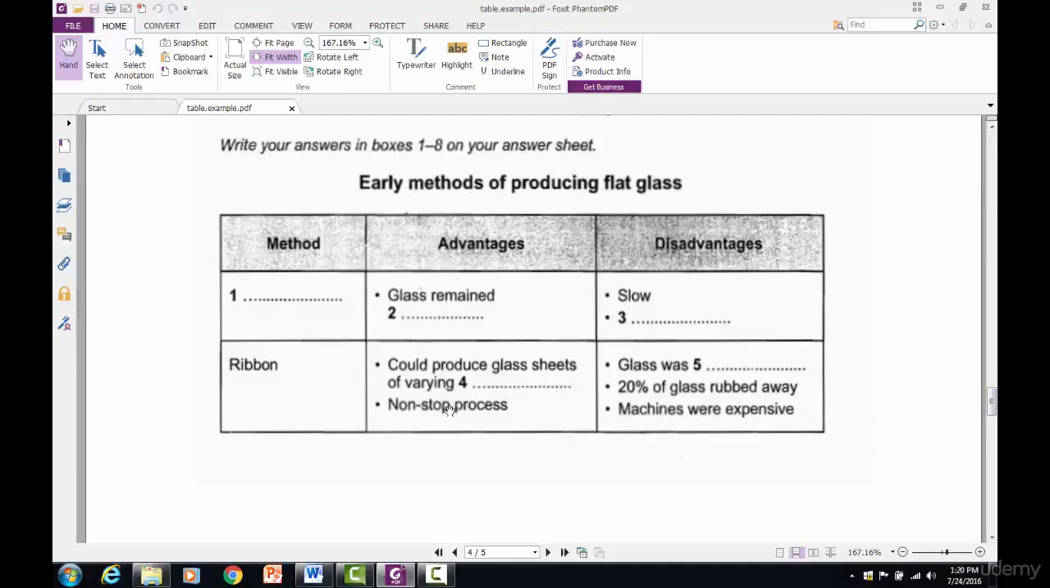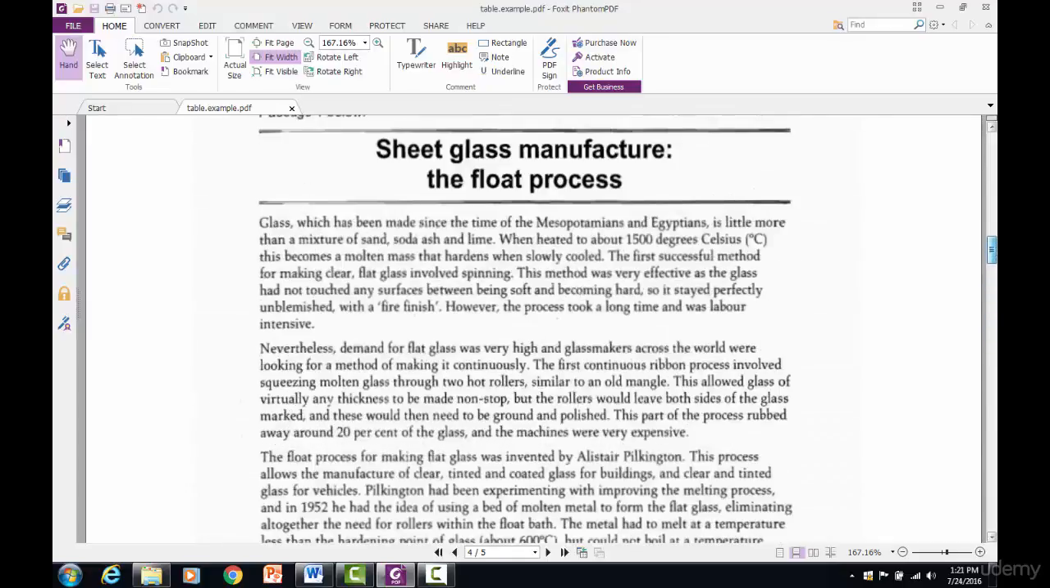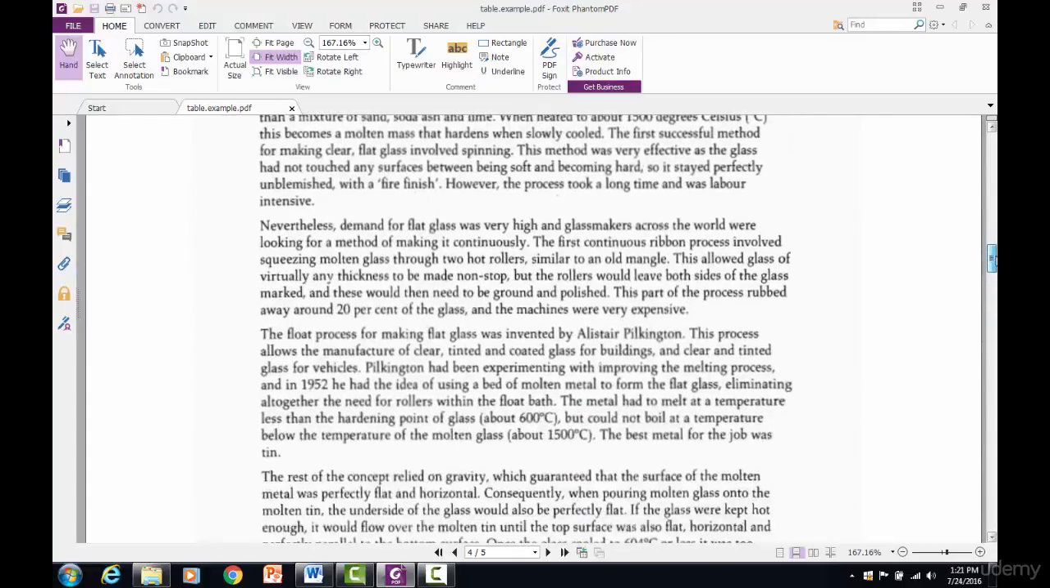And number 5, that we have nonstop process. And number 5, the glass was blank, 20% of glass rubbed away, all right? What was the glass? It should come before 20%. There's 20%. There's nonstop. Okay, so it has to be in between there.